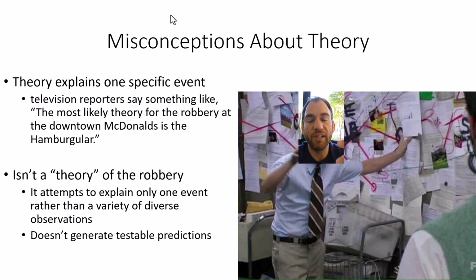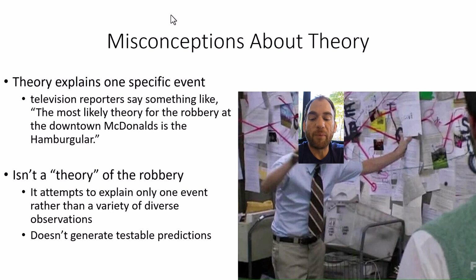So a key part of theory is looking at a collection of all kinds of research results that we have, and then coming up with a way to explain the variety of those results, those observations that previous research has found. This is not the case with our little robbery situation.